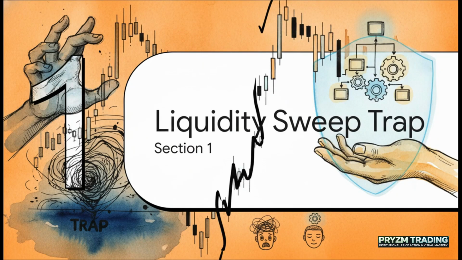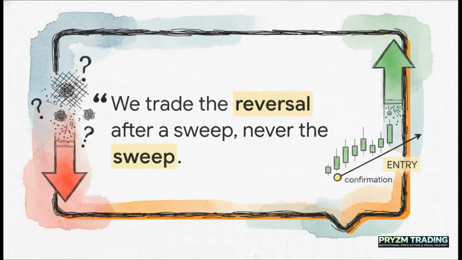The Liquidity Sweep Trap. We are trading the reversal after a sweep, not the sweep itself. This right here is the absolute critical distinction between what amateurs do when they panic and the golden rule that professionals just mechanically follow. Amateurs see a sweep happening and they react entirely on emotion. Professionals see it and they just calmly start running their system.